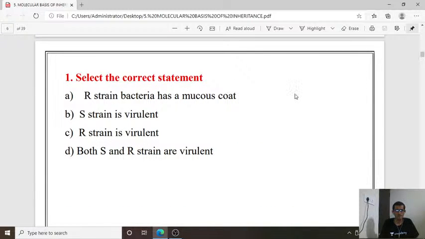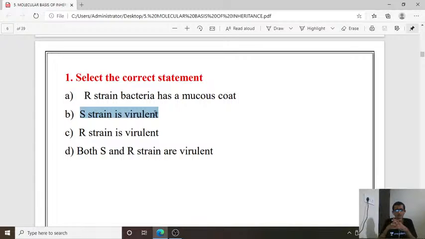So in the first question, select the correct statement. Here, R strain bacteria has a mucus coat. S strain is virulent. R strain is virulent. Both S and R strains are virulent. Which is the right one? Here the answer for this question is S strain is virulent. The smooth strain is virulent because it has the mucus coating, which is going to cause pneumonia by this Streptococcus pneumoniae S strain.